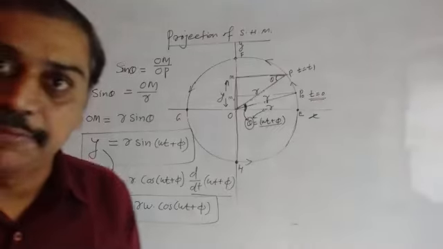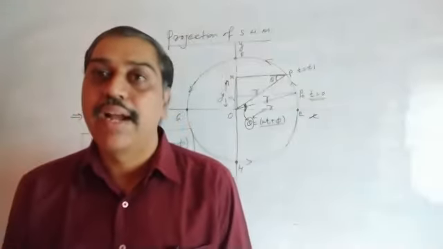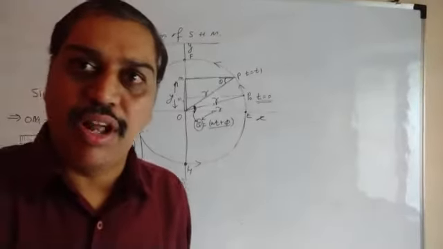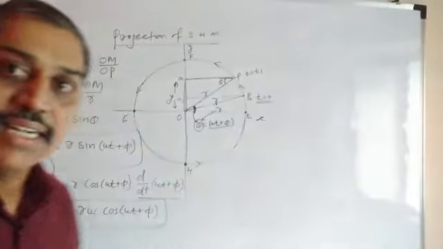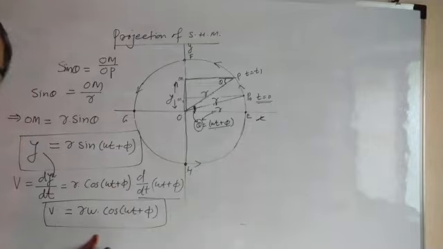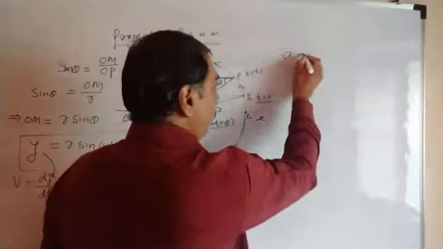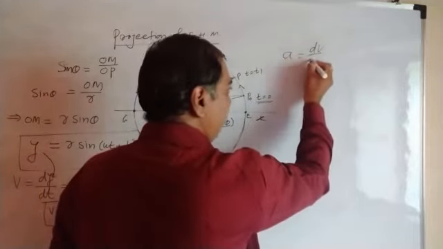We get a velocity. Can anyone tell me how to find out acceleration then? It's very simple. Acceleration means what? The rate of change of velocity. Take the derivative of velocity, we get acceleration. So I will write it here somewhere. So a equal to dv by dt.